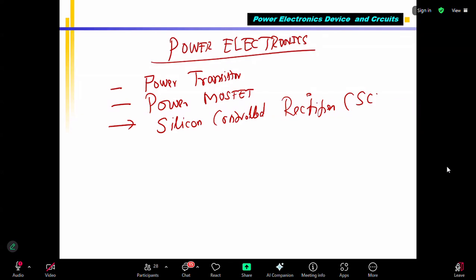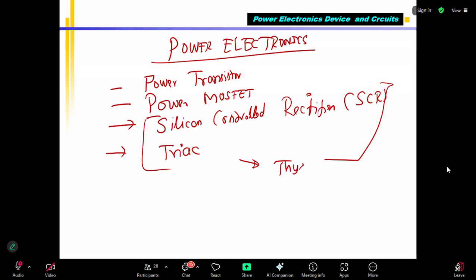I'll call it SCR. The other one is the triac. This also, called triac, will be there. These two together are called thyristors. Note down.